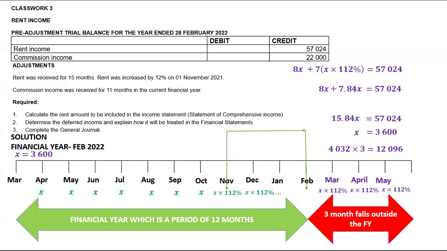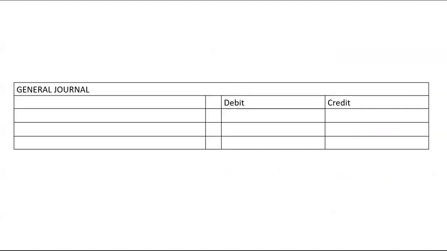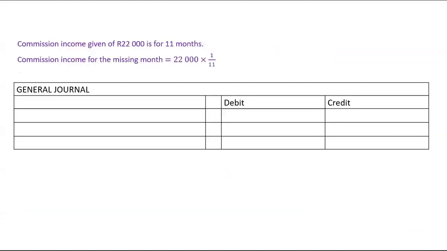But before I move to the financial statement, they said our commission income must be 22,000, but it is only commission for 11 months, so we have accrued income there. So you will take 22,000 divided by 11 to get commission income per month. So that will be your accrued income. So you will debit accrued income and credit our commission income as it's understated by 2,000, right?